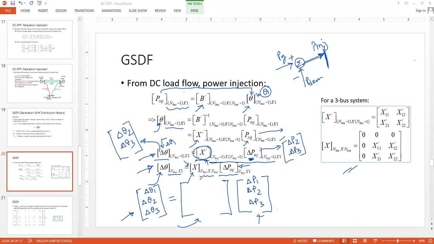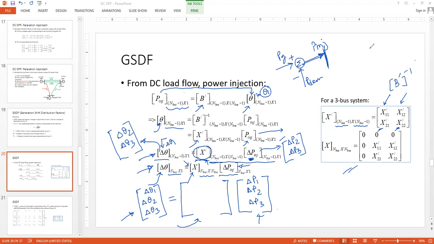Okay, so how are we actually going to calculate this x matrix? Let's see how we are going to achieve this x matrix from this x dash, and what is the reason behind that. For a 3 bus system, remember the dimension of x dash should be n bus minus 1 times n bus minus 1, and the entries will be like this. This is nothing but b prime inverse.